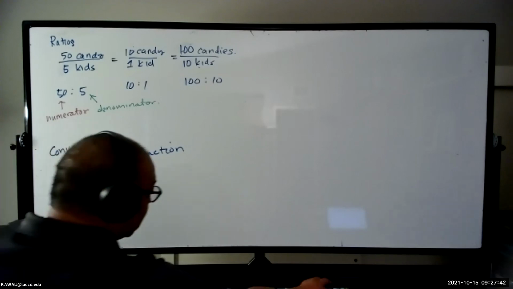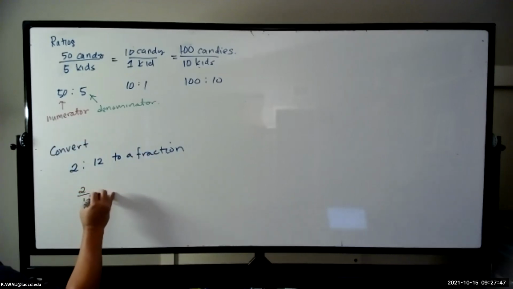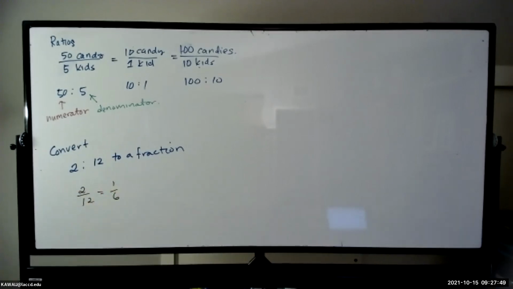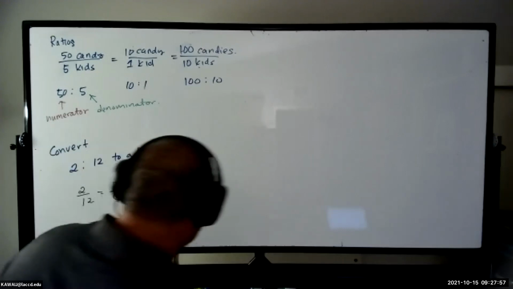So this one will turn into 2 over 12, and then we have to remember to simplify. Okay? And this one does show up, so you want to make sure you know what this means, be able to convert it and just be able to simplify that fraction.